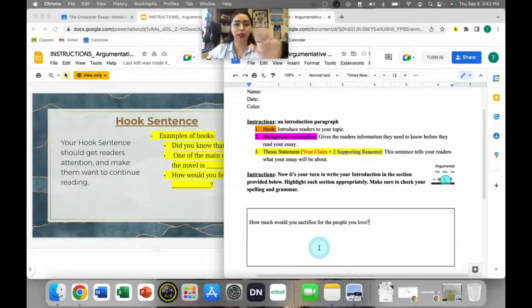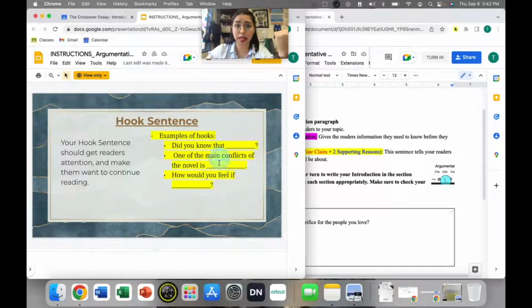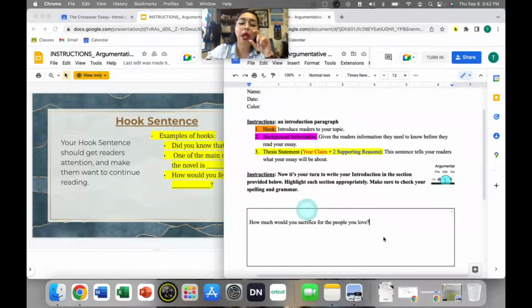Cool. There's my hook. So I want you to pause the video right now and go complete the hook. Now, your hook should not be the same as my hook. It can be an example of any of these three, but something that's going to grab your reader's attention and make them want to continue reading your essay. So again, pause, and then come back when you're done with that.